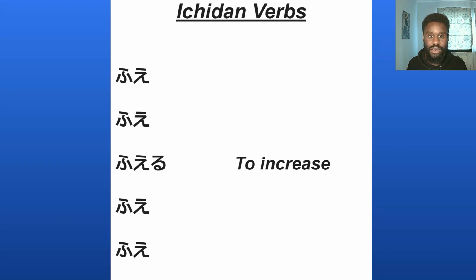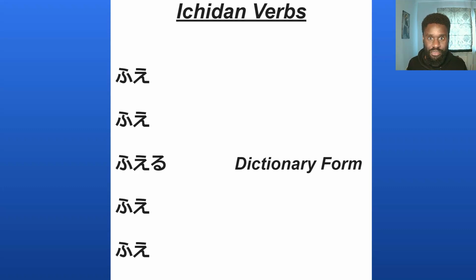For Ichidan verbs, the rules are slightly different. We have the verb fueru, which is to increase. This is the verb in its dictionary form. Now, Ichidan verbs only really have one row, which is the dictionary form row.